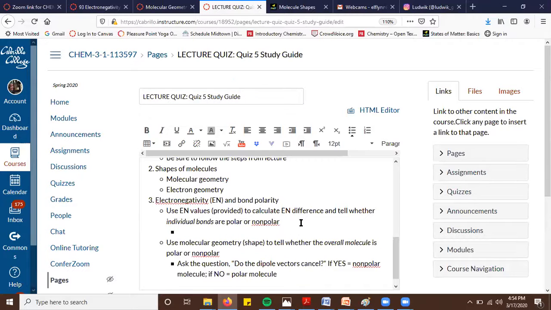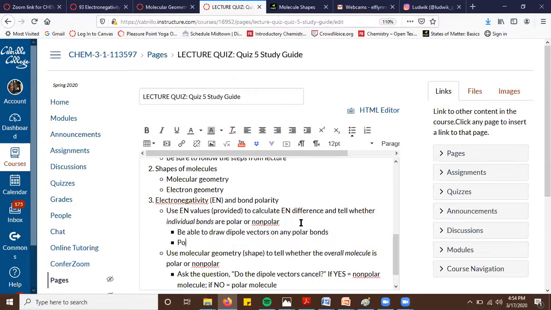So here I'm including: be able to draw dipole vectors on any polar bonds. Point the vector toward the more electronegative atom.